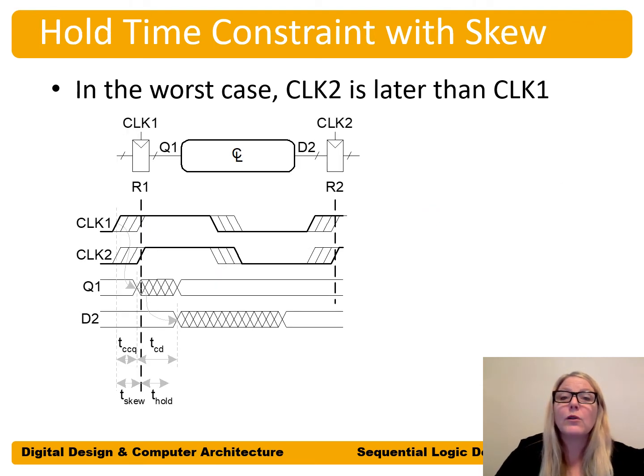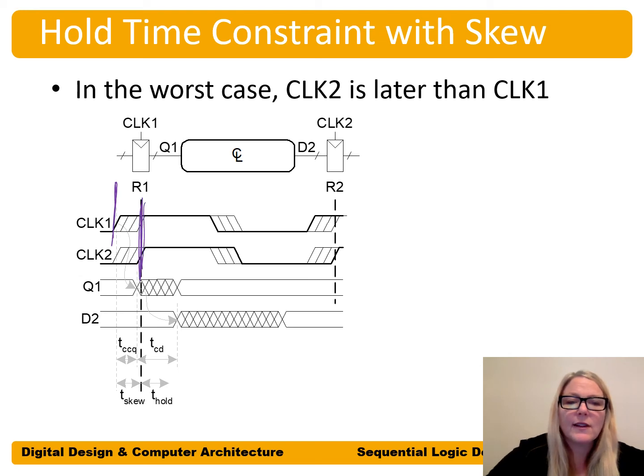Now we can also consider the hold time constraint with skew. The worst case is that clock 2 is later than clock 1. So in this case, when clock 2 is later, we're considering the hold time off of the same edges, right? Instead of considering one edge and its next edge, we're actually considering the same edge, what we call the leading edge of the clock. And so this leading edge of the clock, for clock 2, here's clock 2 clocking out the information, but now we're worried about the hold time of this clock. The hold time doesn't even start until a T-skew later now.